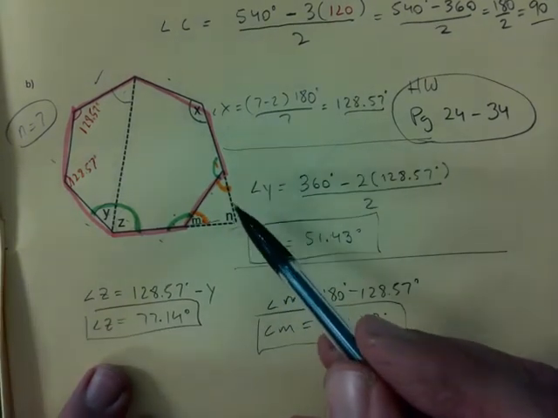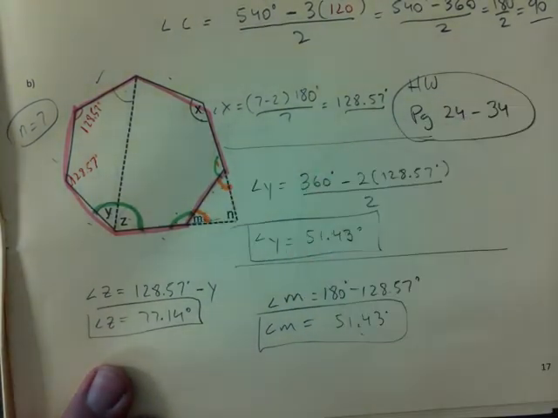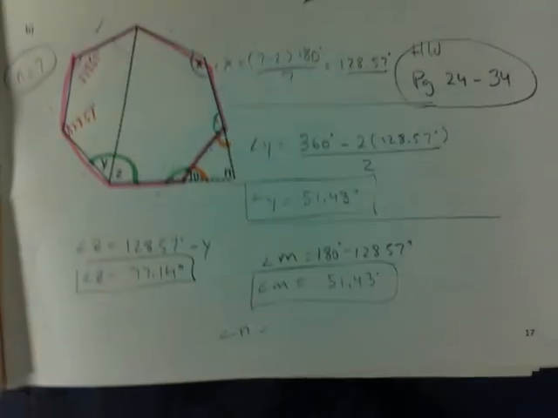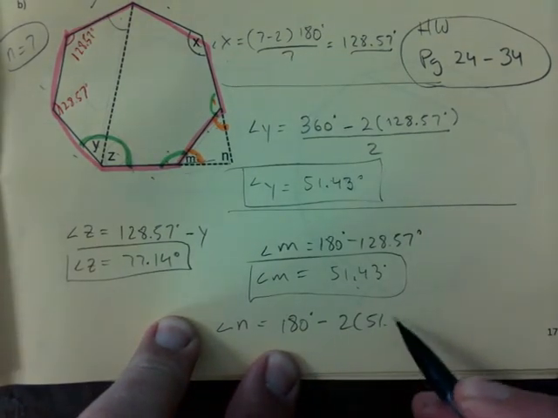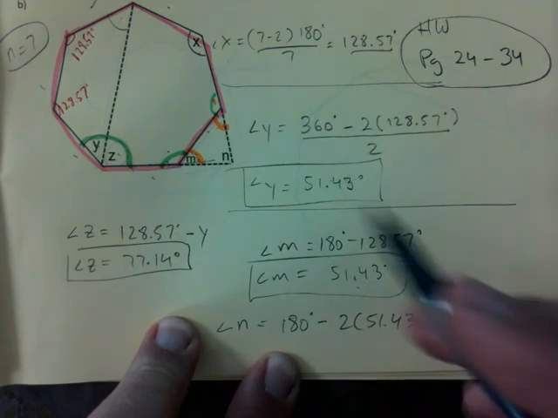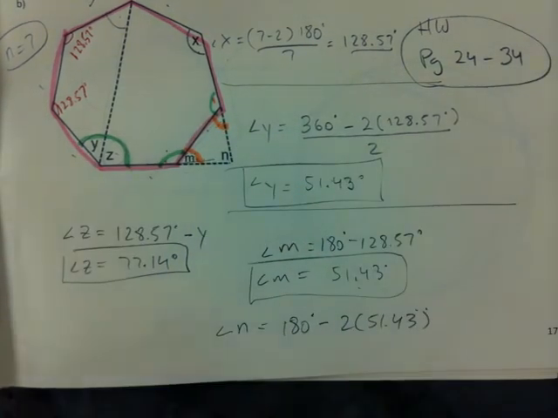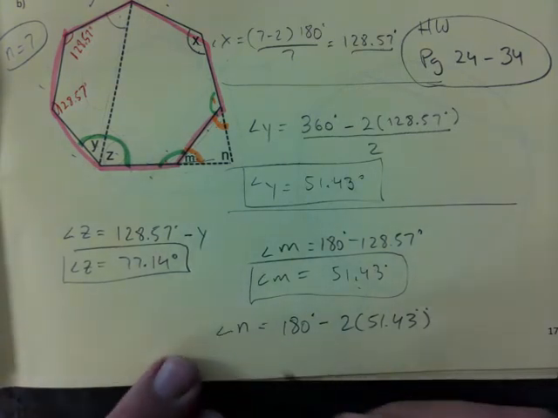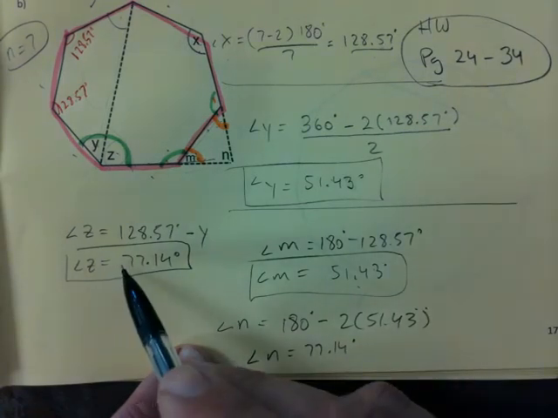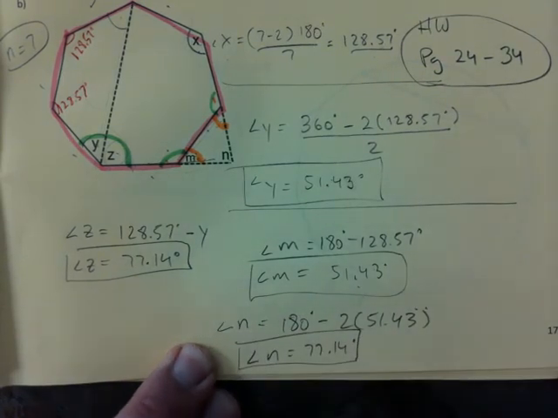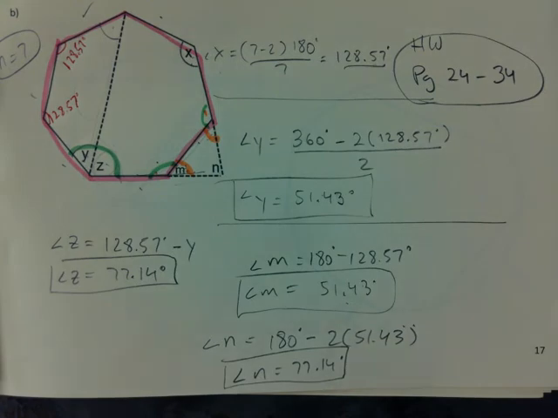How do you find N? These two are the same, and it's a triangle. So angle N, sorry, I'm just going to zoom down here. N is 180 minus 2 times 51.43. You've got two of these in this triangle. So 180 minus 2 times 51.43 is 77.14. You see a lot of overlap, but do not conclude that these are always going to be the same. Not the case.